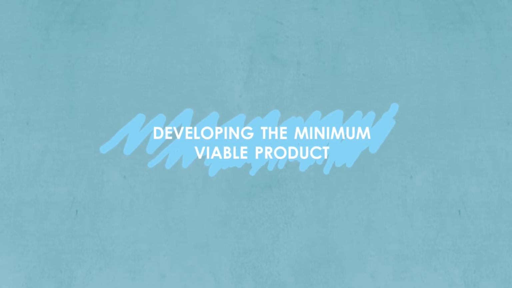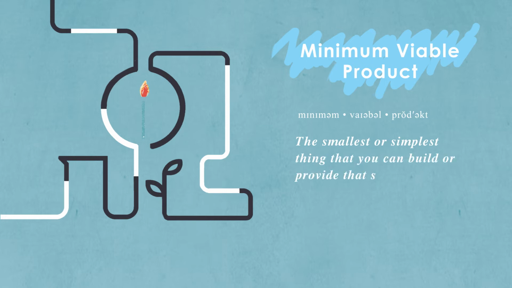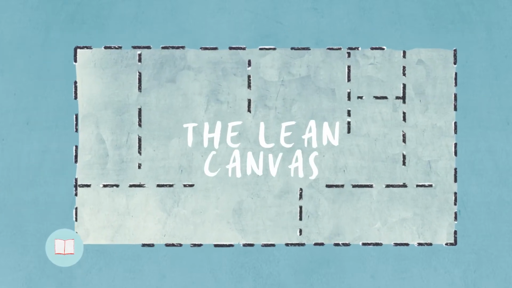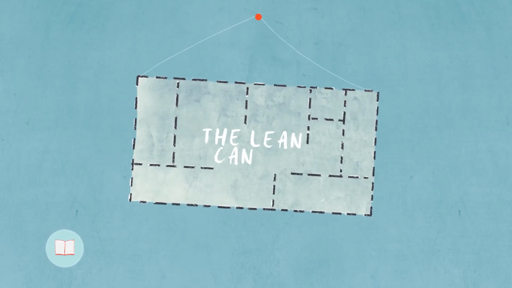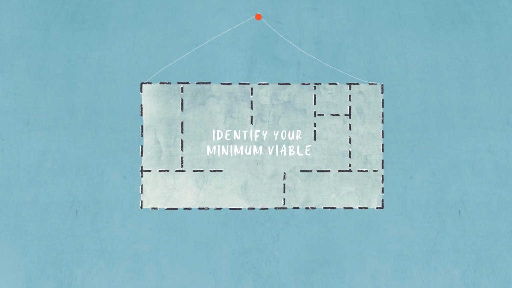Let's talk about developing the minimum viable product. The minimum viable product is the smallest or simplest thing that you can build or provide that solves enough of the customer's pains that they will pay for it. This is the Lean Canvas. It's a useful tool for helping you identify your minimum viable product. It helps you to identify your business model on one page. It is highly simplified, but it is also easy to keep up to date as things change in your business.